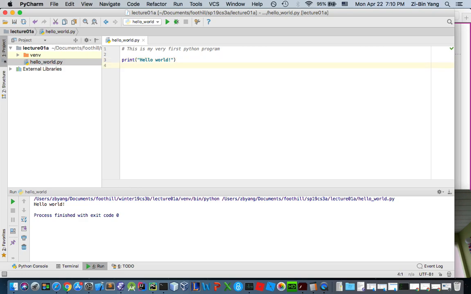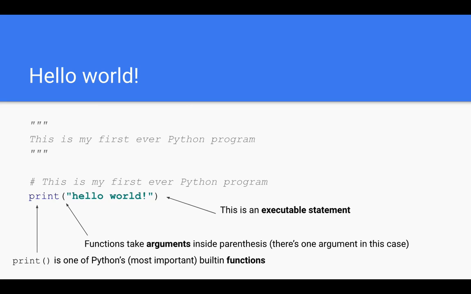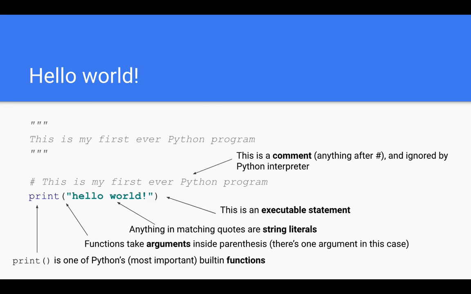I think that's all I want to say about an executable statement. Print is a Python function. We are going to learn a lot of other Python functions. Functions take arguments, and there's one in this case. Anything between quotes is a string literal. And comments are anything after the sharp, and they are ignored by the Python interpreter.